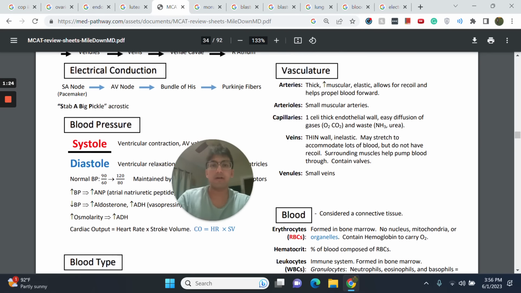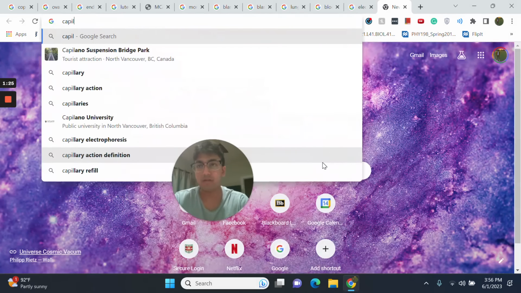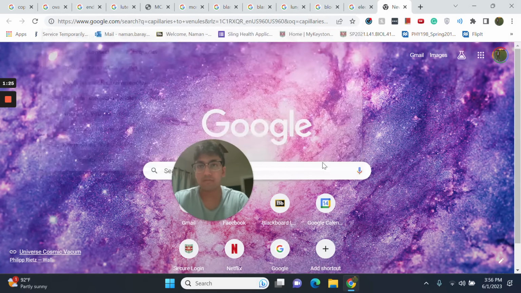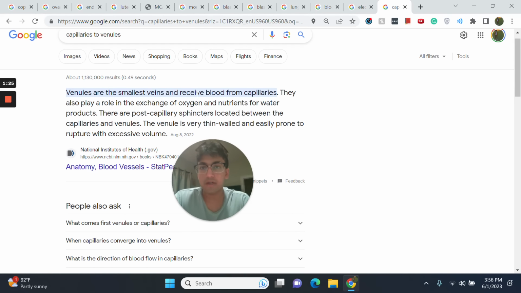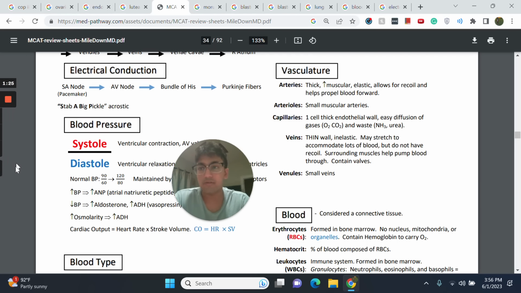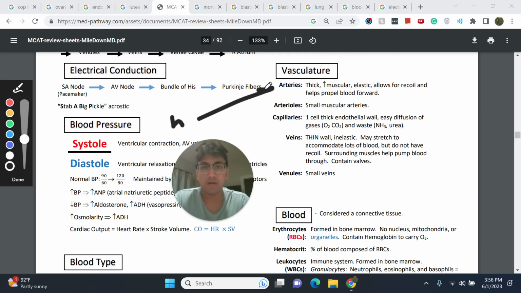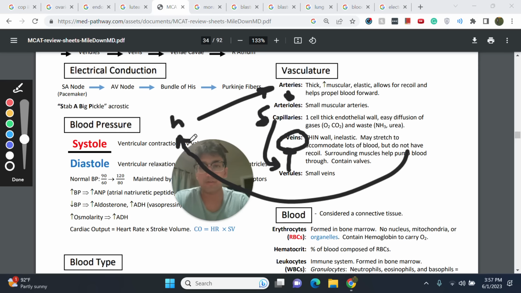Actually, sorry, I don't know why this is in reverse, but it should be from capillaries, you go to venules, and then you go to veins. So if I was going to write this, it would be heart goes to artery, goes to arteriole, goes to capillary, goes to venules, and then goes to veins. So veins, and this is the superior and inferior vena cava, that then goes back to the heart. I hope that makes sense.